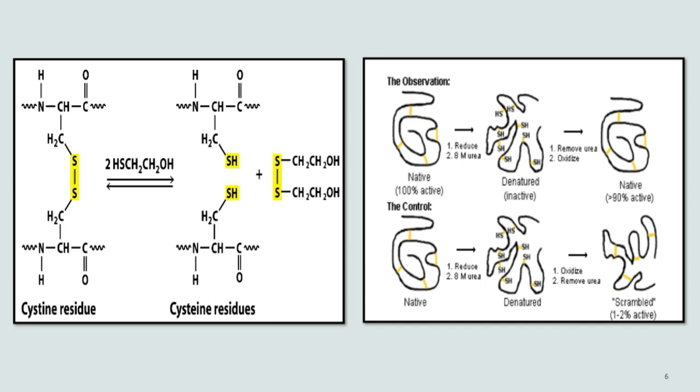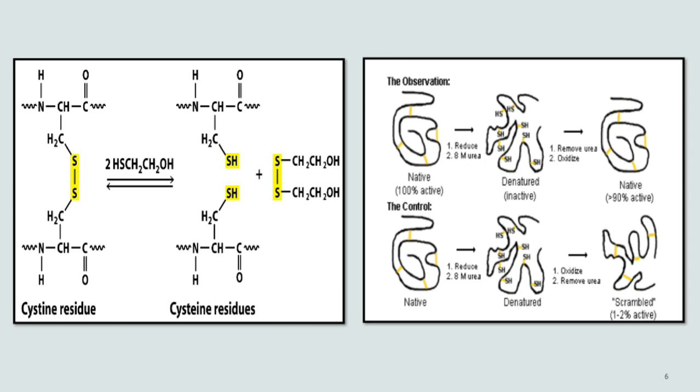The second picture indicates that the native folded protein undergoes denaturation by reducing the disulfide bridges and adding 8 molar urea. Then the denatured protein undergoes refolding by the removal of urea and then undergoes oxidation. This shows more than 90% activity of the protein.